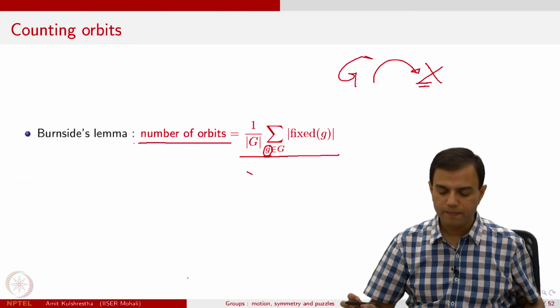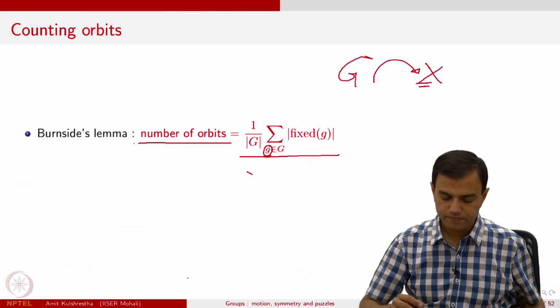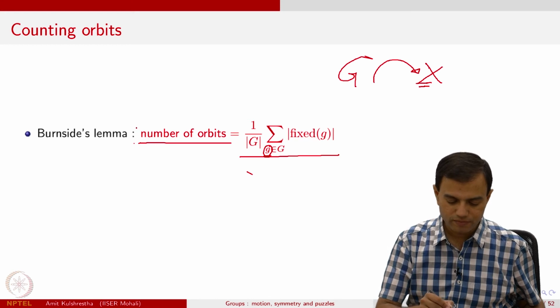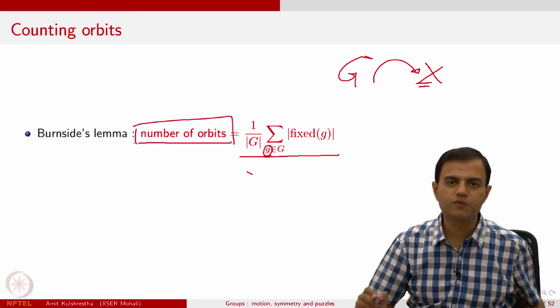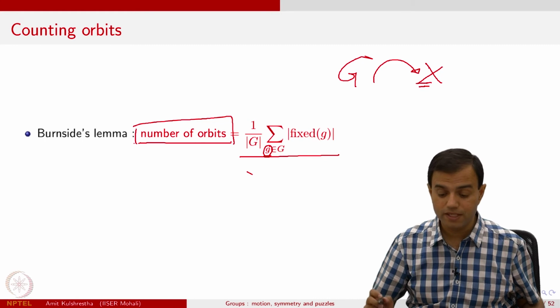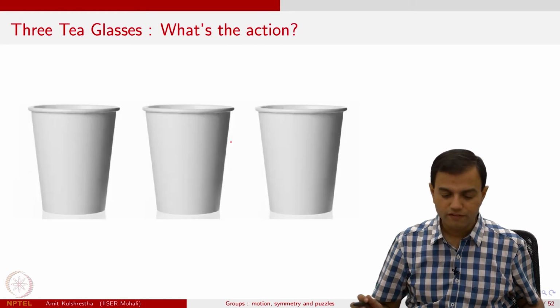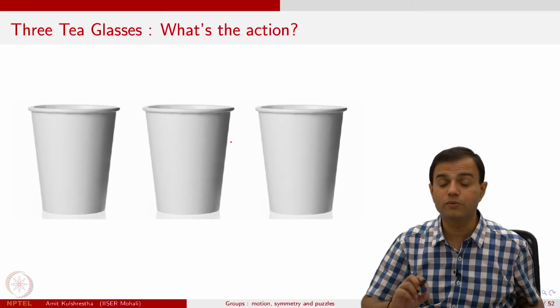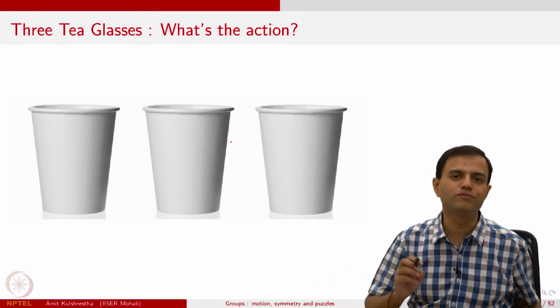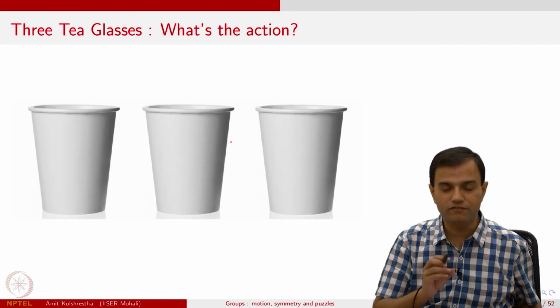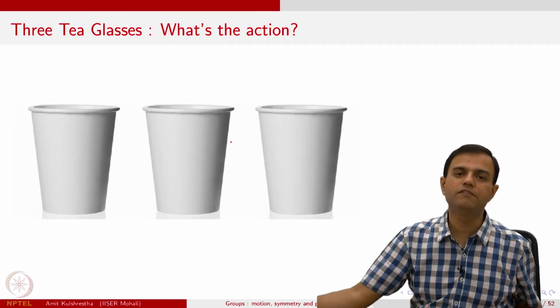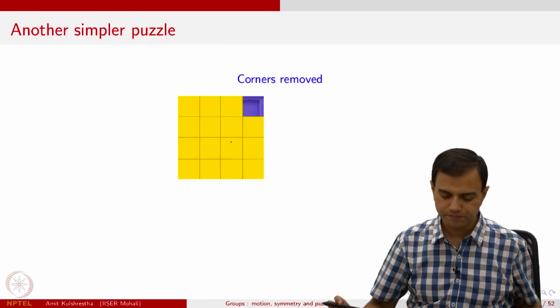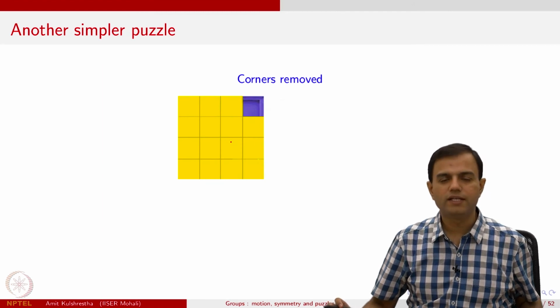So today we saw how the calculation of the number of orbits could be useful for a puzzle. The inverted glasses puzzle we understood through group actions. We calculated orbits. There are two orbits. We explicitly could tell that they are two distinct orbits. Therefore, you cannot move from one configuration in this orbit to another configuration in the other orbit.